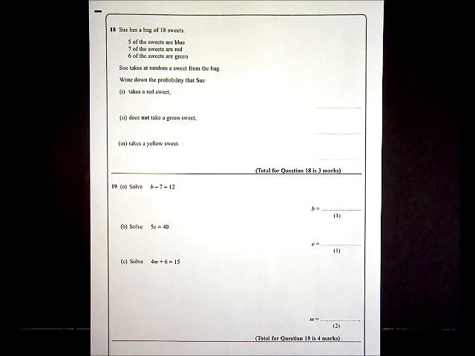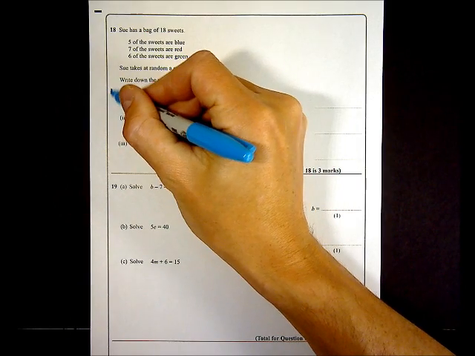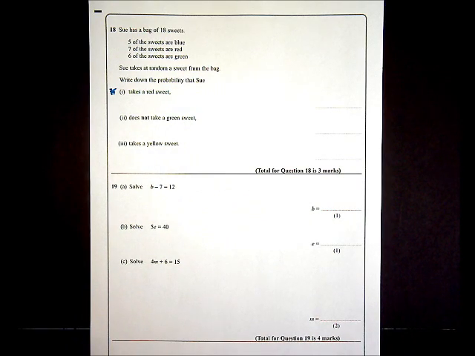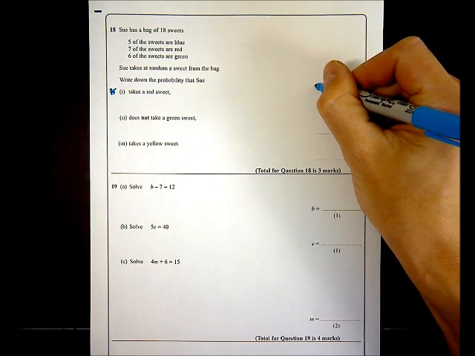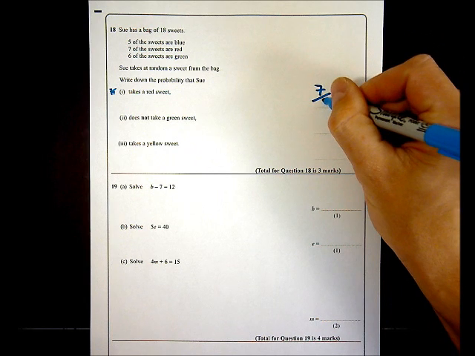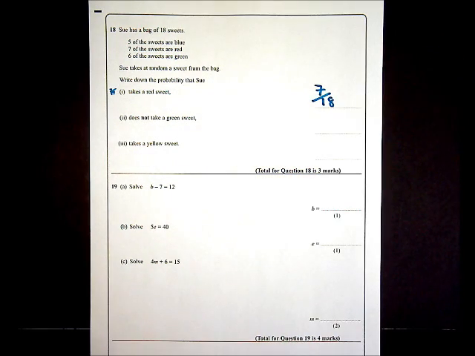On question 18, I'm told that Sue has a bag of 18 sweets, and that 5 of the sweets are blue, 7 of the sweets are red, and that 6 of the sweets are green. And then I'm asked to write down, in part I, the probability that she takes a red sweet. Well, there are 7 red sweets out of 18 sweets in total, so my probability will be 7 over 18.